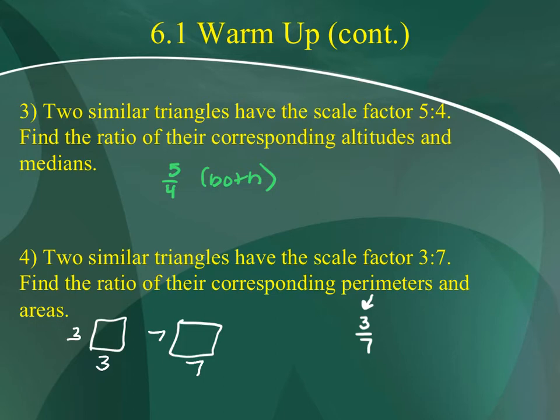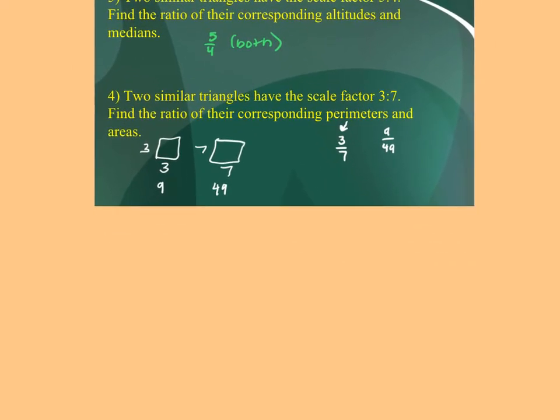So what's the ratio of the areas? You're going to multiply 3 times 3, which would give you 9, and 7 times 7, which is going to give you 49. So it's actually 9 to 49. So you would square the scale factor is what you're basically doing. So whatever the scale factor is, if it's a to b, the ratio of the perimeters is the same, and the ratio of the areas is a squared to b squared.